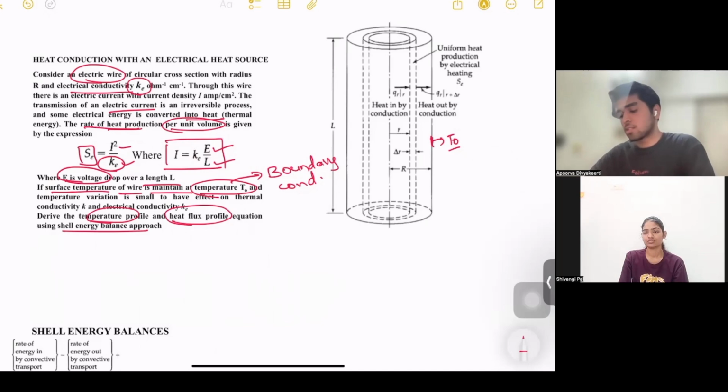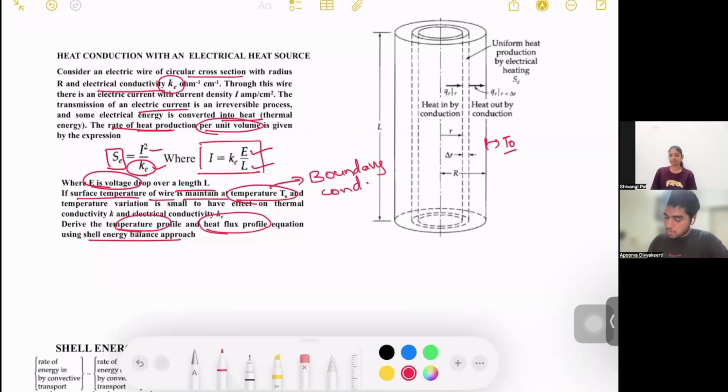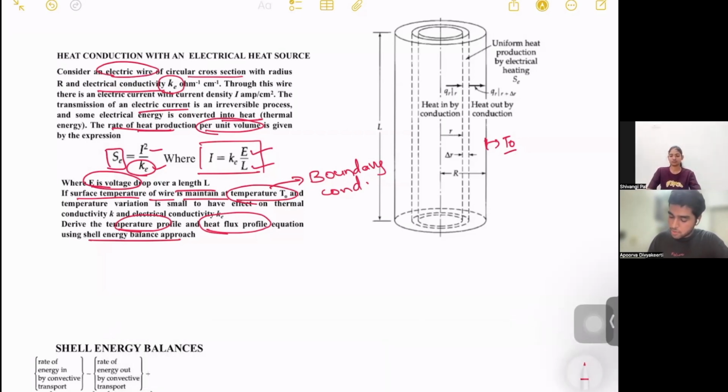So first, how will we start this question? In the question we have been given an electrical wire of circular cross section with radius r. So the first step in shell balance is to choose the coordinate system. According to the question, we will choose the cylindrical coordinate system. Now, in the cylindrical coordinate system, we have got three things: one is r, one is theta, and one is z. So this is r.